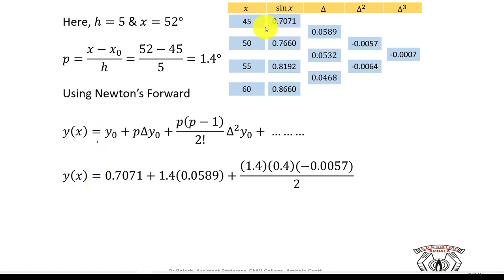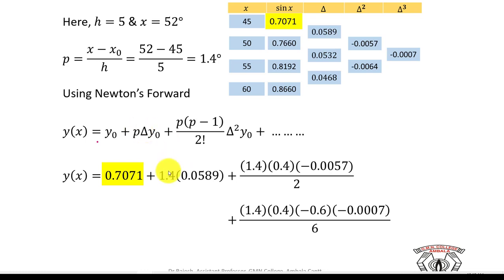So these values are used. This one is p, and here you put p minus 1 is 0.5. This value of delta square is used. Delta cube, this value is used. 3 factorial is 6. So when this is calculated, this will give 0.7880. So this is the required value of sine at 52 degree, which we have interpolated with the help of the given data using the Newton forward difference formula. So that is very important.